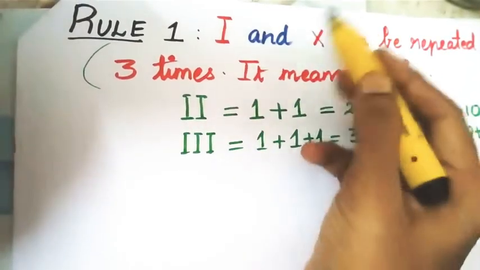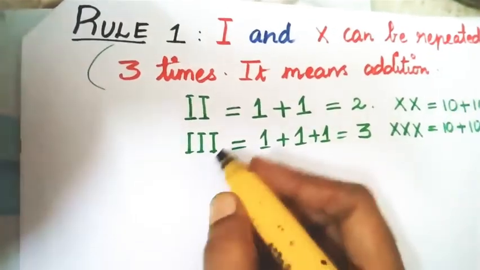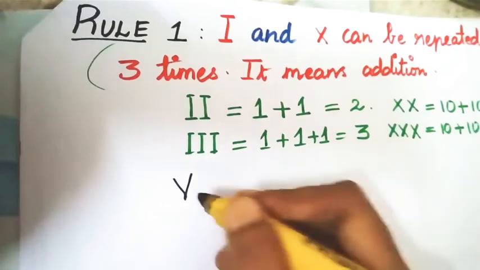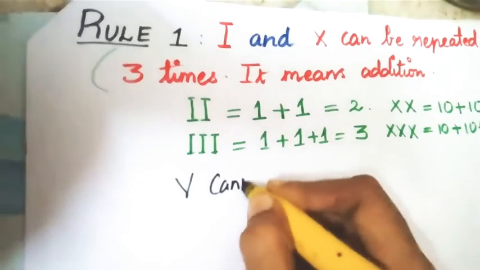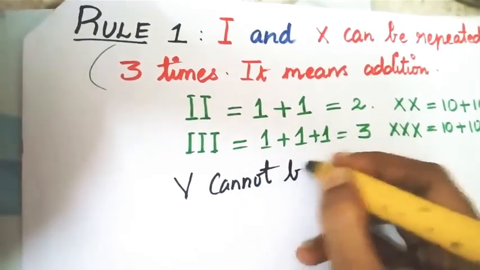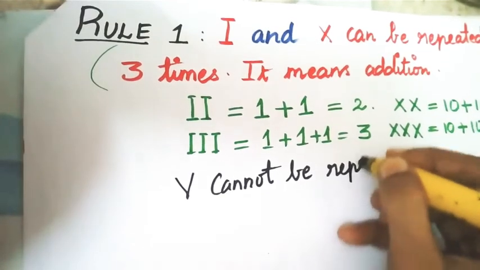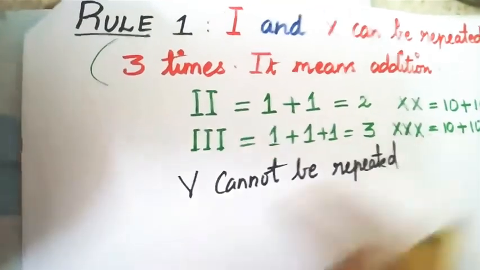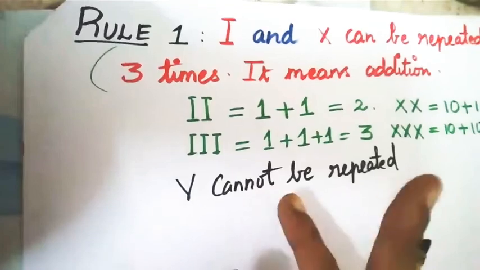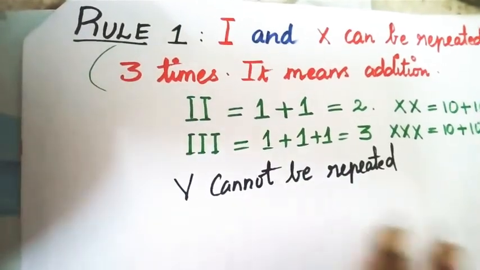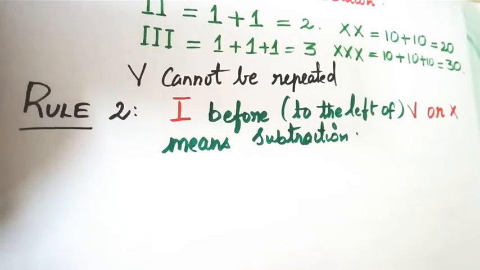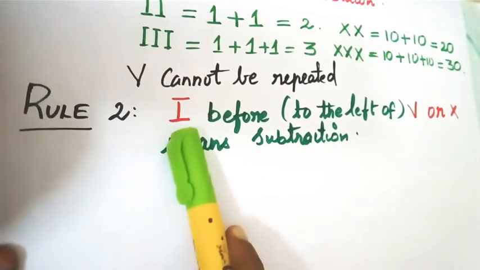Always remember that I and X can be repeated, but V cannot be repeated. We should use it only once. We cannot repeat. Let's see rule number 2.